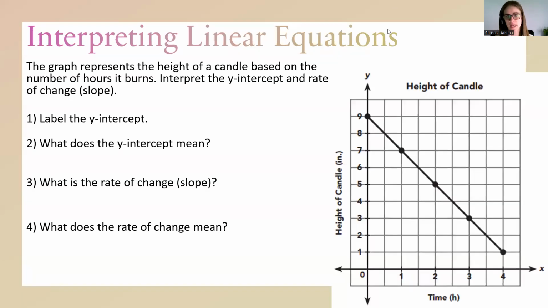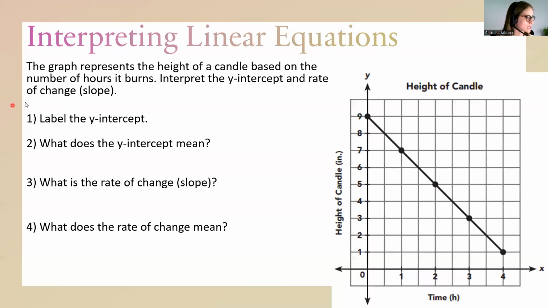All right, let's try one more like this before we move on to comparing. So this graph here represents the height of a candle based on the number of hours it burns. Interpret the y-intercept and rate of change. So when I come over and look at my graph here, this matches what we've just seen. We have the title, and our y is the height of the candle in inches, and then our x is the time in hours. And notice that for the x-axis, even though it may initially look like it's counting by ones, notice they're skipping lines. So it's really counting by halves. So we'll have to remember that in a moment.